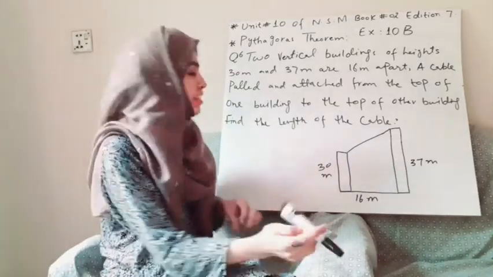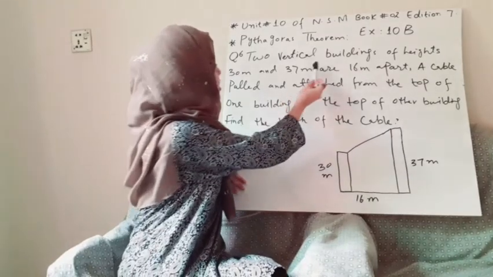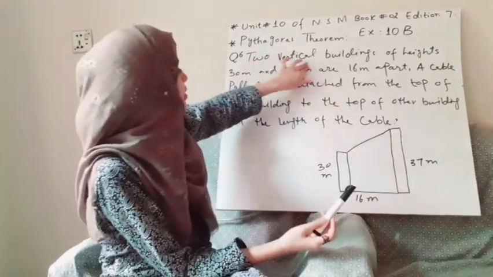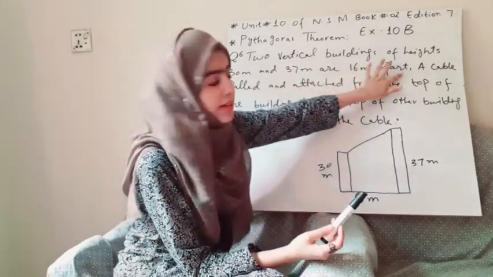Okay, now let's take question number 6. What they are saying in this, let's read it. Two vertical buildings of heights 30 meter and 37 meter are 16 meter apart.